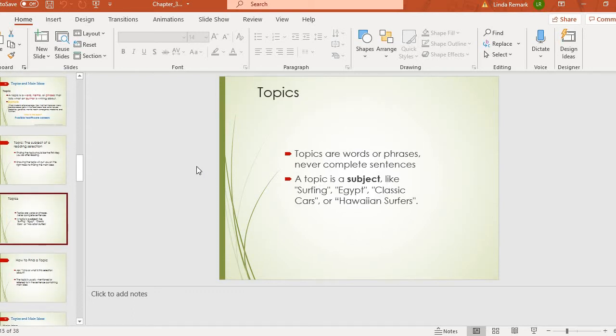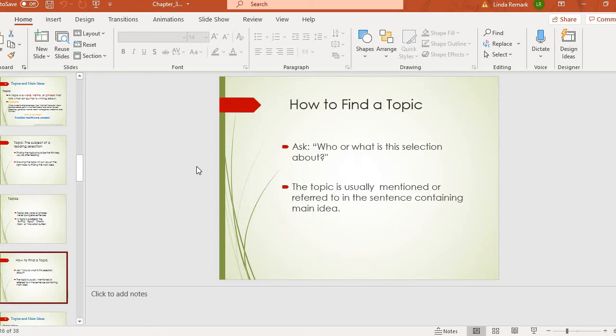So again, a topic is a word or phrase. It's not a complete sentence. If you want to think of it as like a subject, that could be helpful, and those are some examples. So how do you find the topic? Again, pose this question, who or what? Who or what is this about? It's going to either be repeated over and over or referred to so that hopefully it becomes pretty clear what the author's topic is.